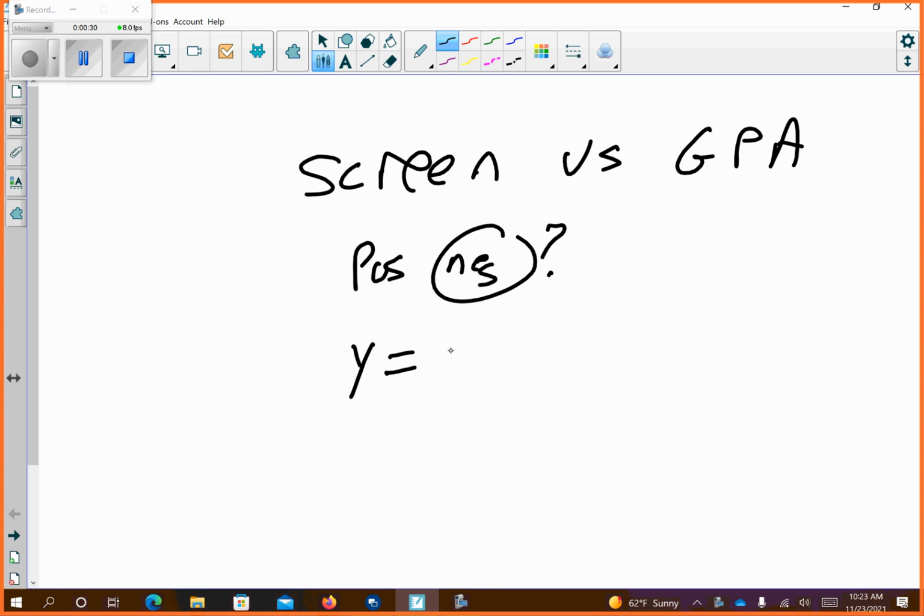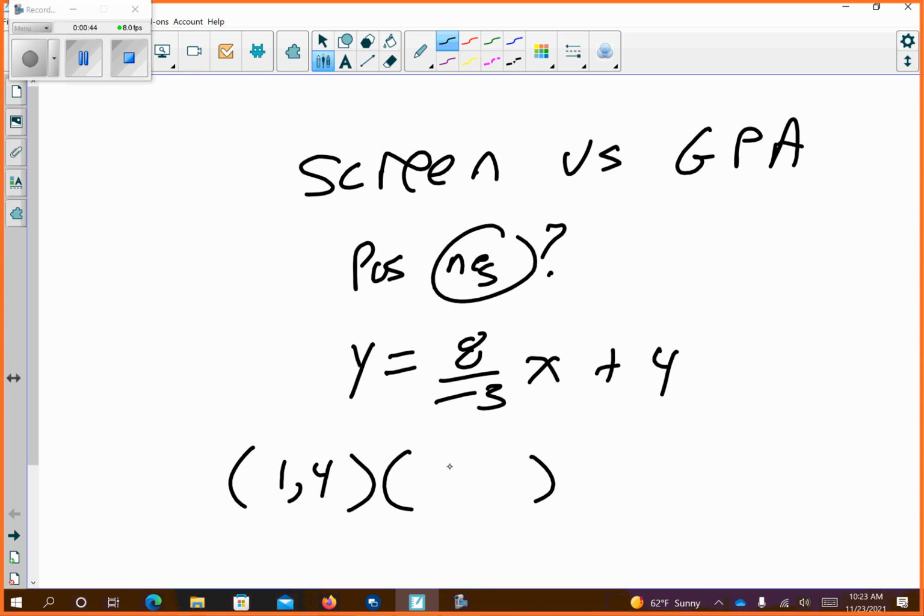Like the y equals, I don't know if mine's right, but go for it. Y equals 8 over negative 3x plus 4. And then the 2 points I picked were 1 and 4 and 9 and 1. I like those, they are good points to pick. They're far away from each other. They're nice whole numbers.